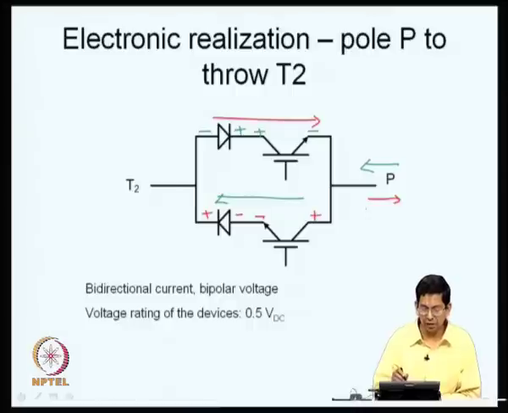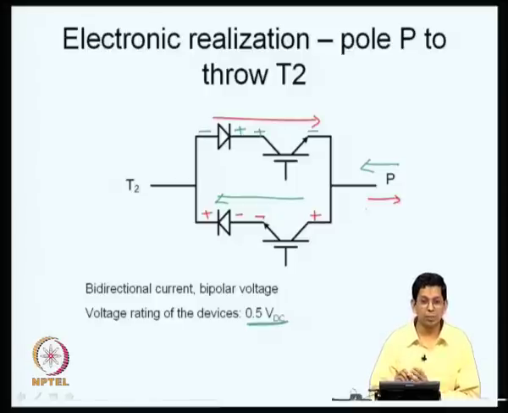Now, the voltage rating required is only 0.5 VDC. You need to block a potential of only 0.5 VDC. So, you do not need a switch which is capable of blocking VDC or whose voltage rating is equal to VDC. Please remember, the voltage rating of the switch has always got to be substantially higher than VDC or 0.5 VDC, because there are going to be over voltage spikes and several things, but still this is an important factor.